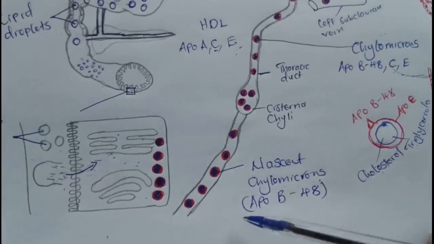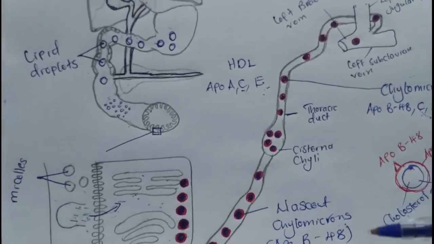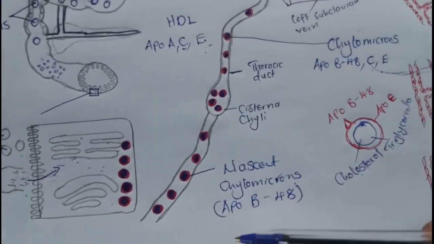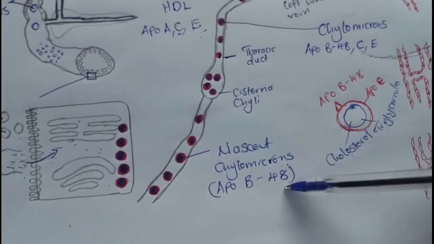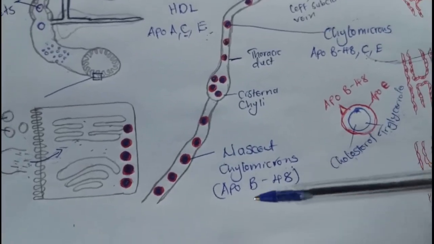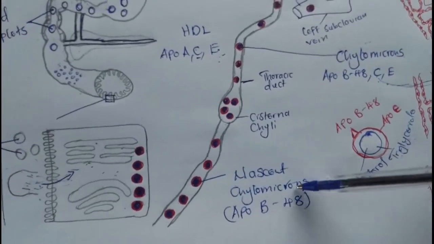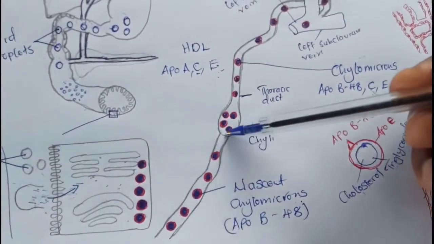So when they have been deposited into the lymph duct, they are known as immature chylomicrons. So why are they immature chylomicrons? They need to be mature, and I will show you how they become mature. But in this case, they are immature chylomicrons, and since they are immature, they are known as nascent chylomicrons. And these nascent chylomicrons only contain one type of apoprotein, which is apoB48.